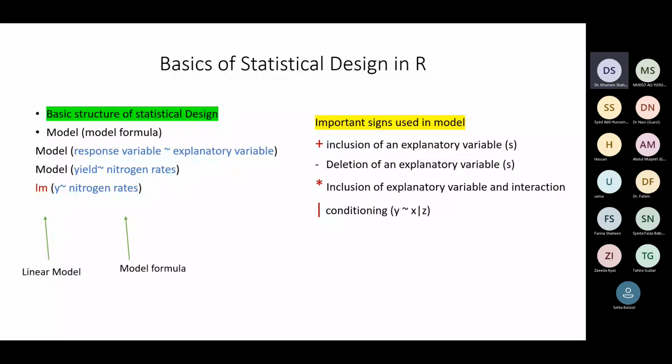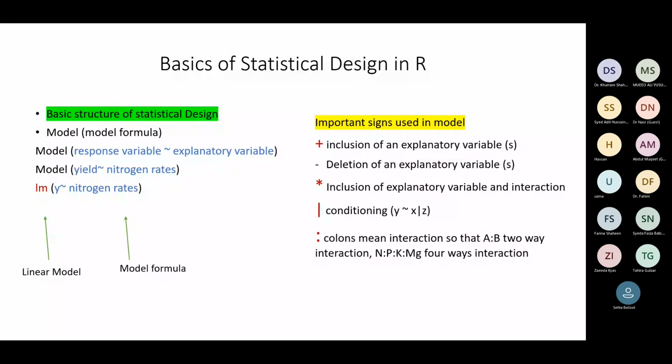And then there is the colon sign. This will also show the interactions. Colon sign means interaction. So A colon B means two-way interaction. If we have N colon P colon K colon magnesium, that is a four-way interaction. So the colon also shows you interactions.